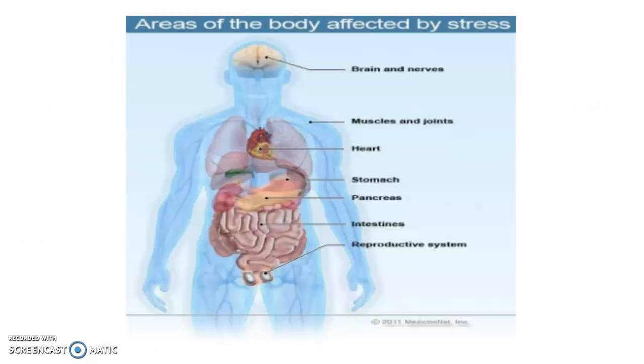In this diagram, we can visually see where in the body stress is affected, as we talked about in the last slide. Here we can see the brain and nerves, the muscles and joints, the heart, the stomach, pancreas, intestines and digestive system, and reproductive system affected.